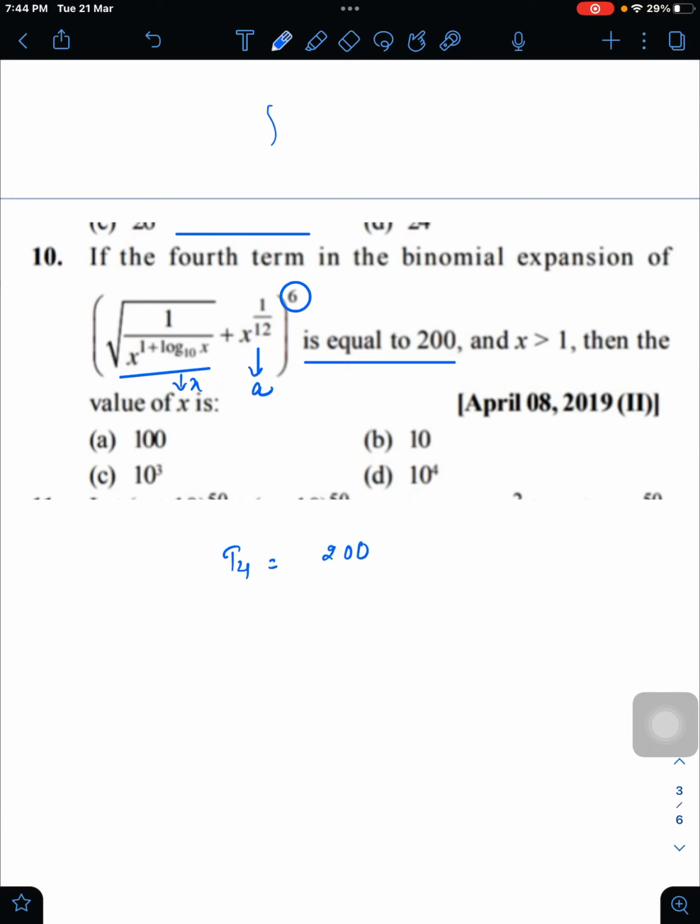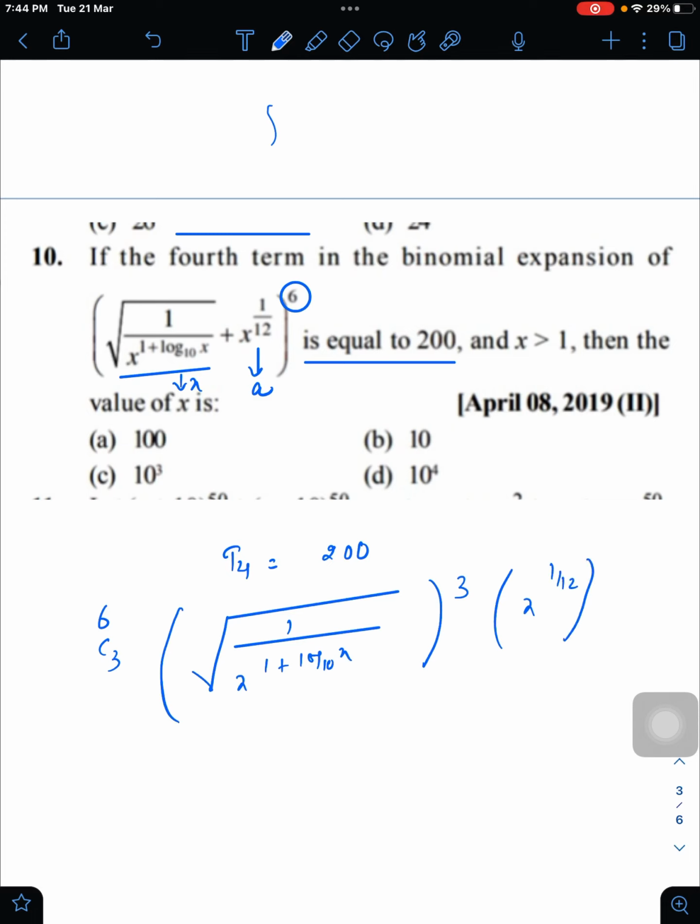200. So if we are going with the formula, what will I get? 63 bracket under root, x to the power, just try to recall the data, 1 by x to the power 1 plus log 10 base x, into x to the power 1 by 12 to the power 3 is equal to what, beta? 200. So 3 4's are 12. I think there is no problem, I guess. If you have a problem, then you can directly tell me.